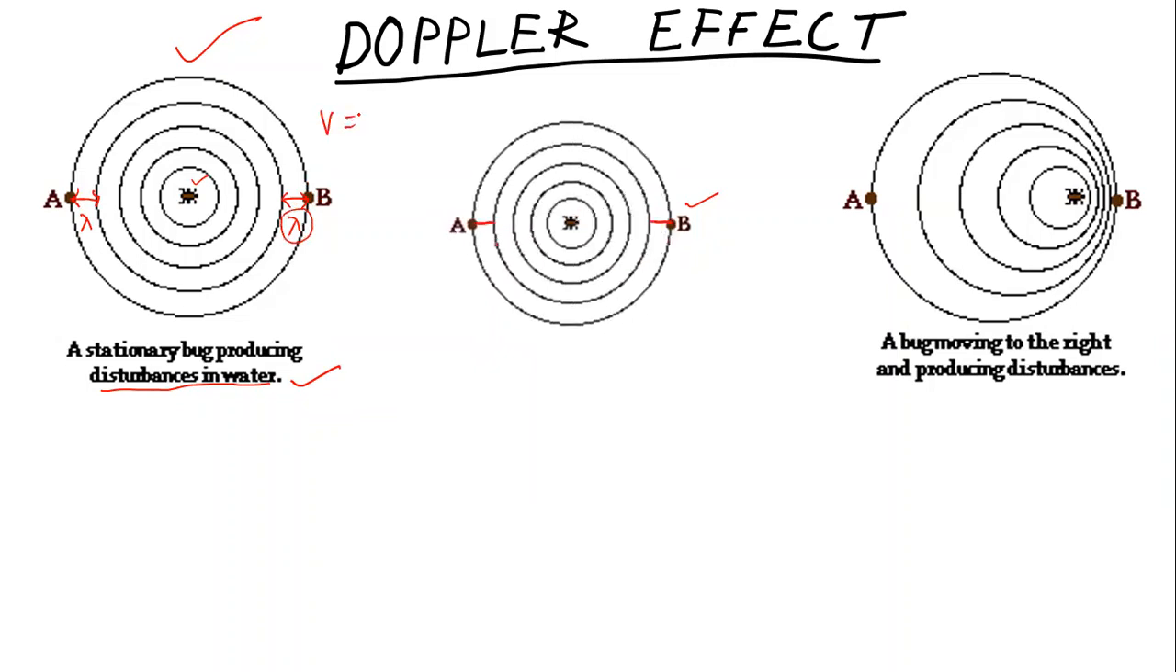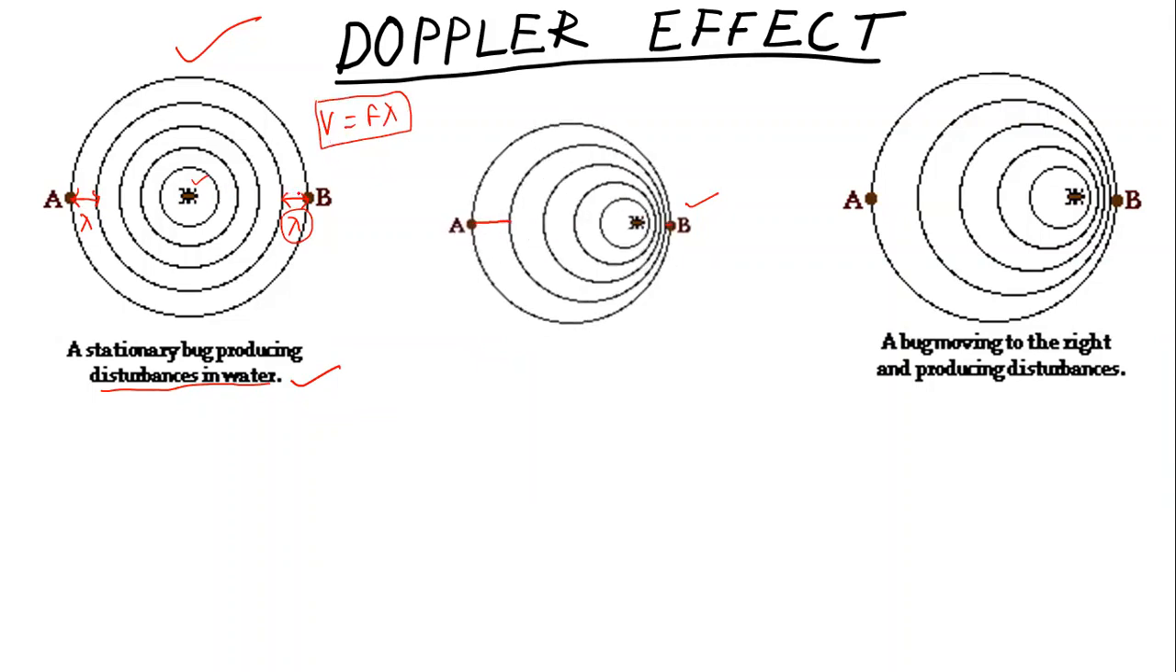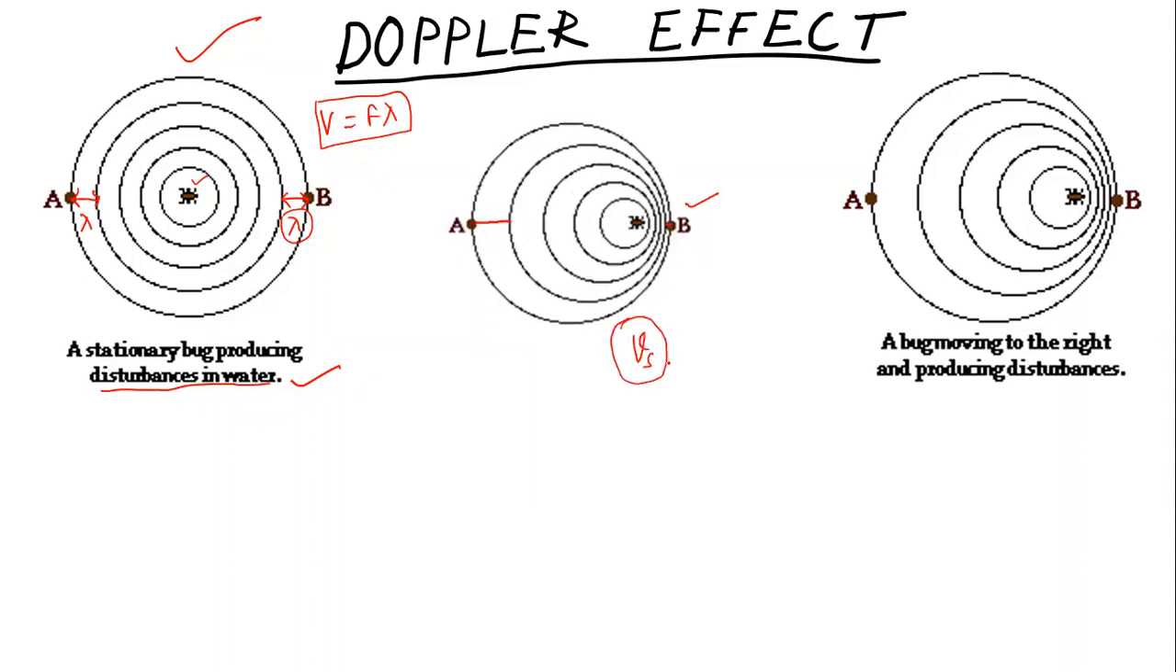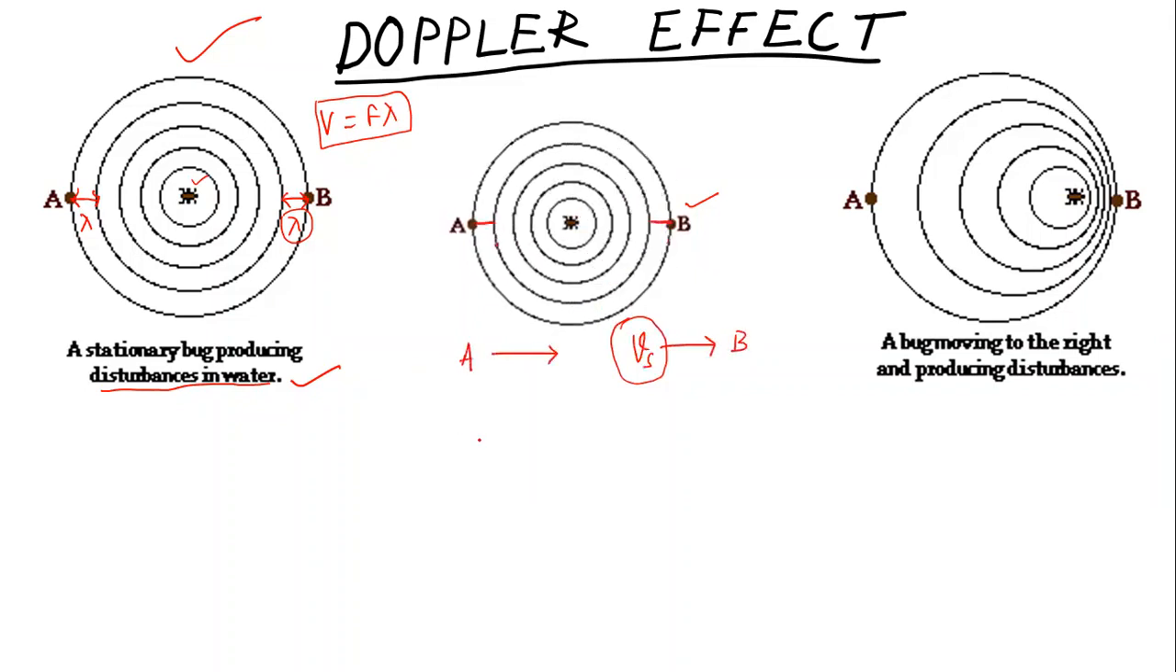Here the disturbance has a wavelength lambda, so V is equal to F lambda, where V is the speed of propagation of the disturbance, F is the frequency, and lambda is the wavelength. Now as the bug starts moving, it moves with a velocity. Let us take it as Vs, the speed of the source, and it's moving towards B and going away from the point A.